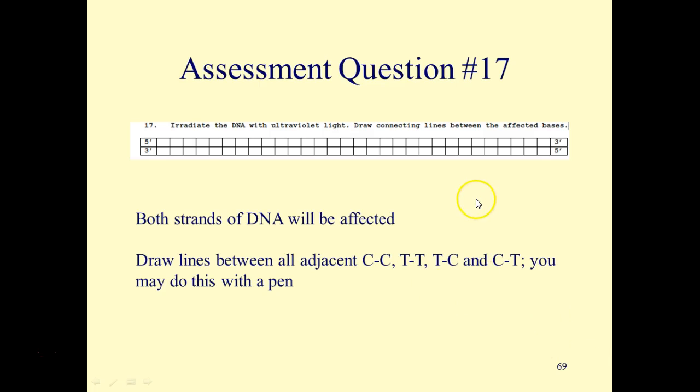So now you're going to go back to question number 1, and you are going to imagine irradiating this DNA with ultraviolet light. You're going to draw connecting lines between the affected bases. You can do this by hand, or sometimes students will put an asterisk next to the letter that shows the abnormal bond that's being formed. So you can do this with a pen. Any place you have two C's next to one another, or two T's next to one another, or a C and a T, or a T and a C. And remember, both strands are going to be affected. Just draw a line in between these, showing how DNA is going to be affected by ultraviolet light.